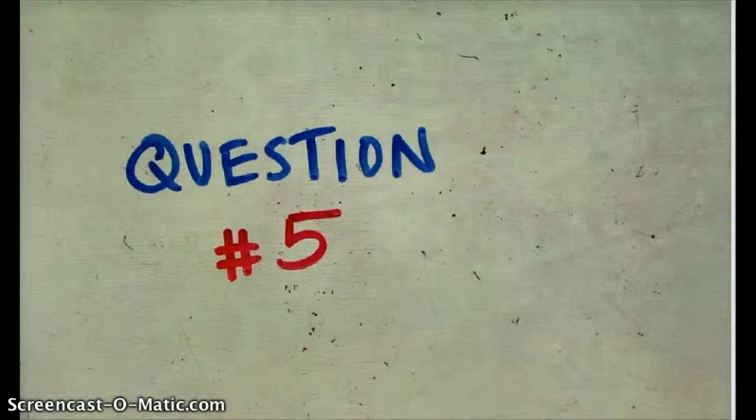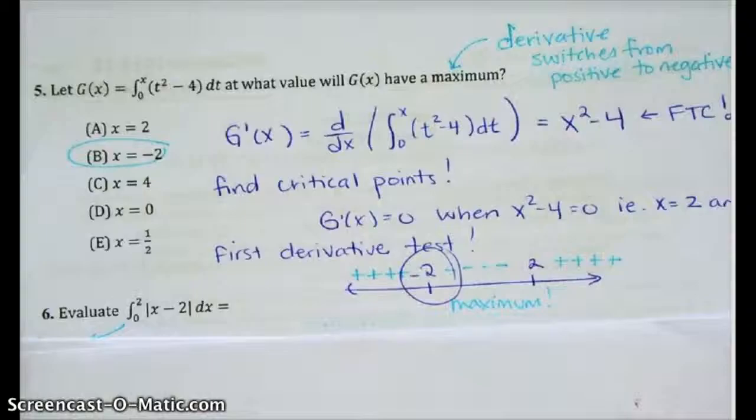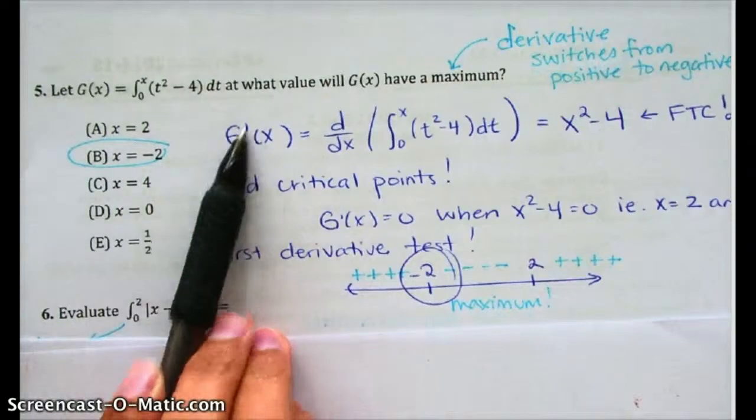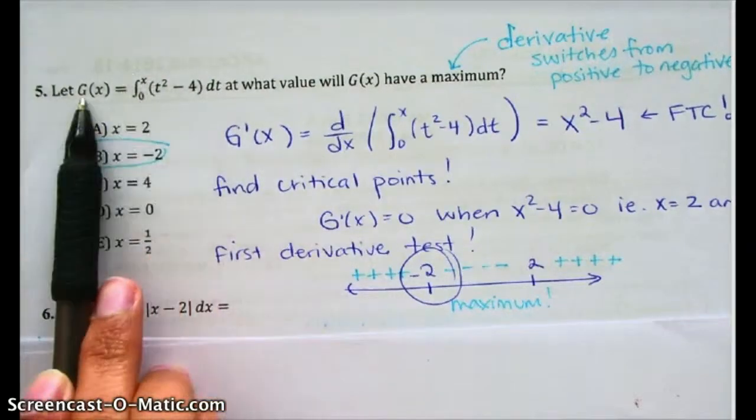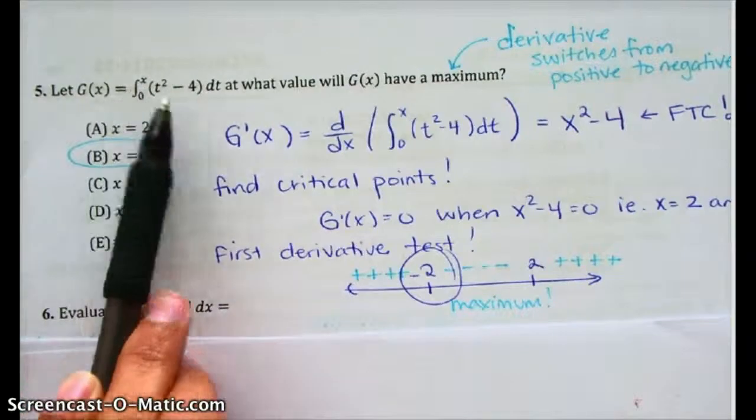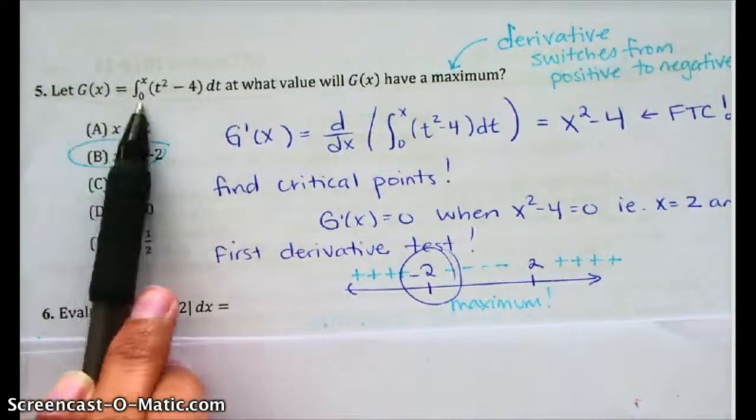Question number 5. In 5, you had to combine some of the biggest concepts we've ever done, although the actual work isn't too hard if you did know the concepts. The first concept was the fundamental theorem of calculus, which says if you take the derivative of a function that's defined using an integral, so this g of x's output is the area under this curve. In other words, it's defined using an integral.